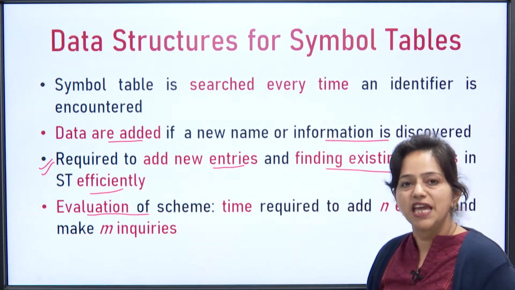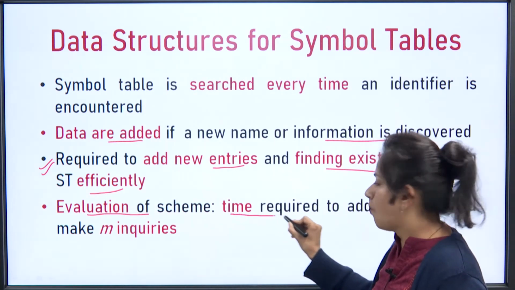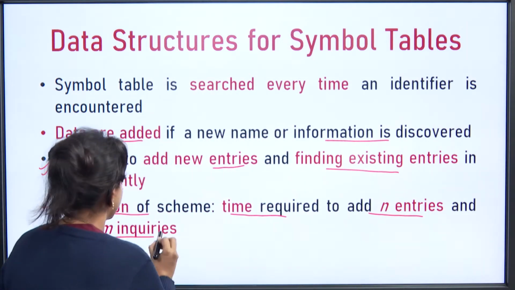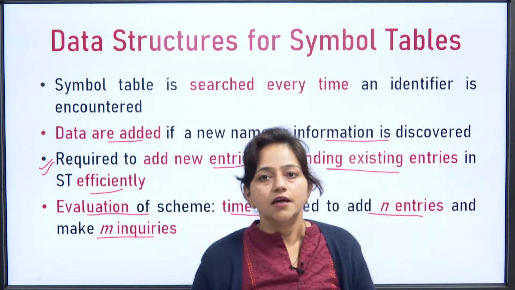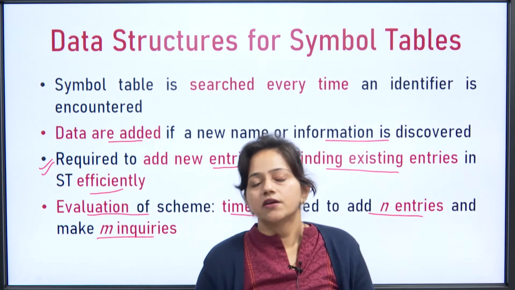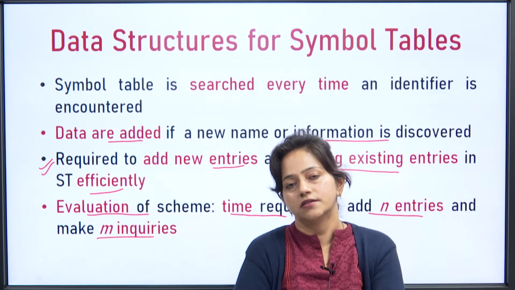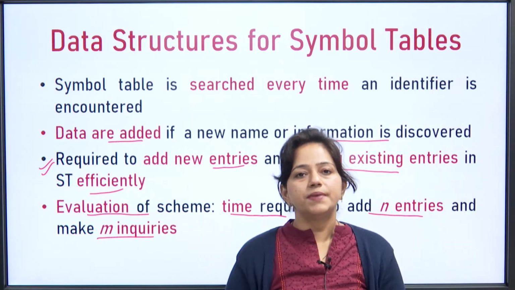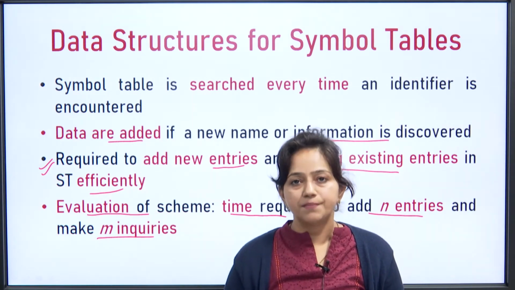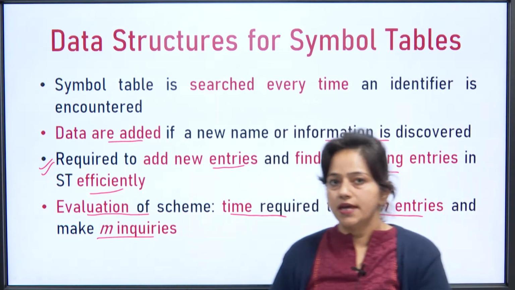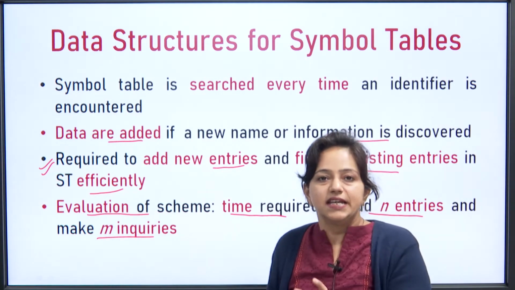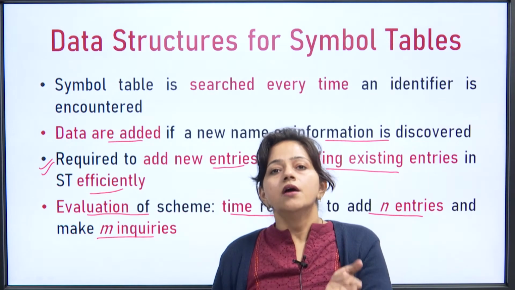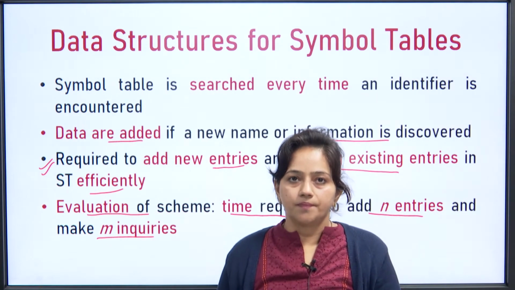The evaluation scheme for this is the time required to add n entries or make m inquiries. Here we will study 4 categories of data structures, and in every category we will see, if you are performing n entries or m inquiries, what the time required, or the complexity, will be. We do this because we know we will majorly be adding some record or entry into the symbol table, or searching for a particular record.